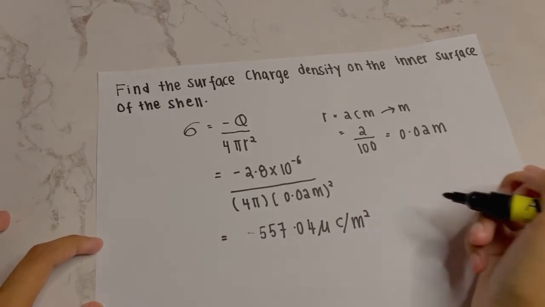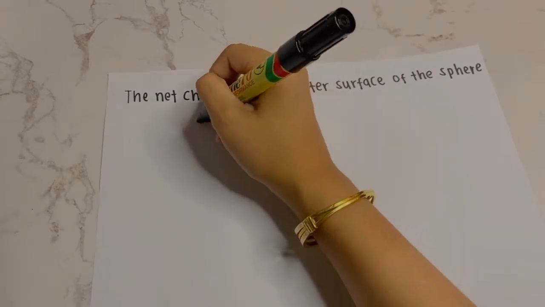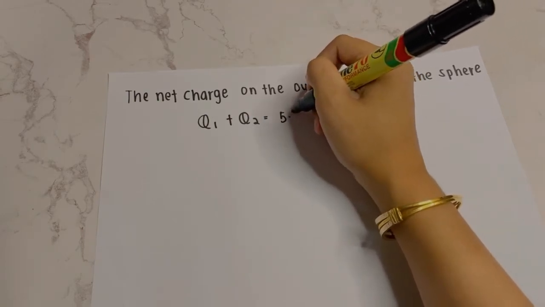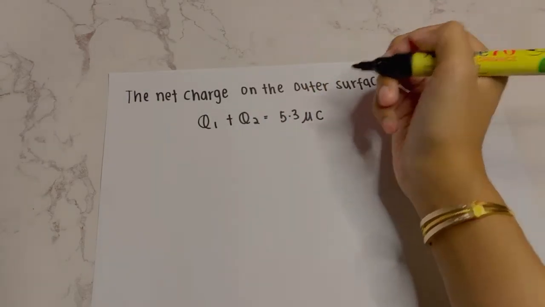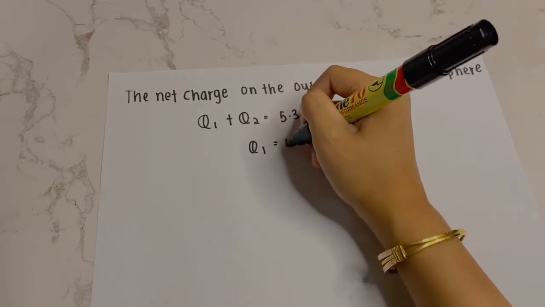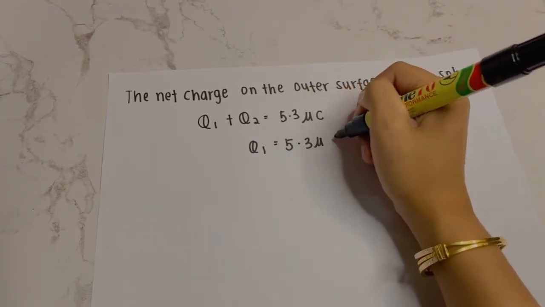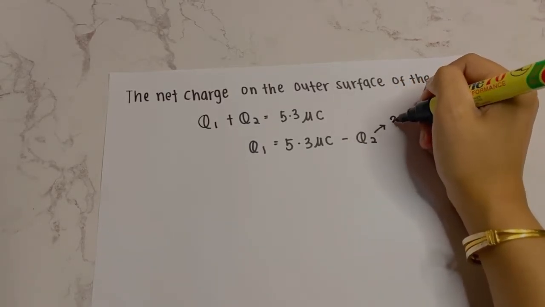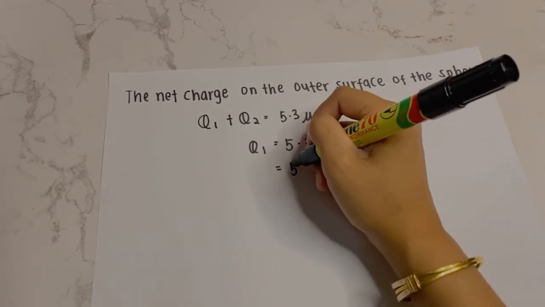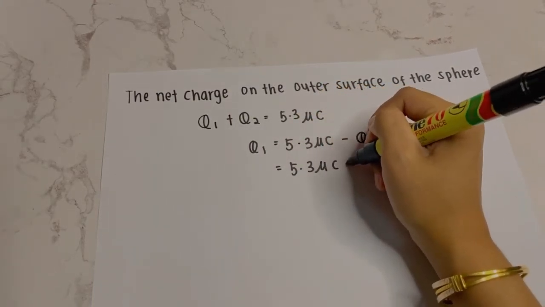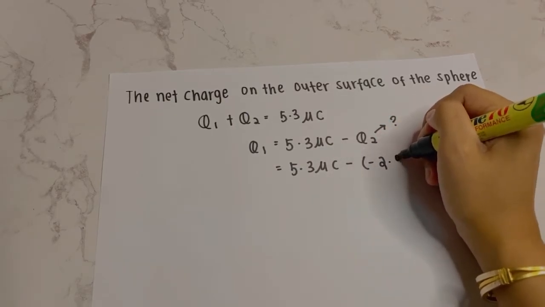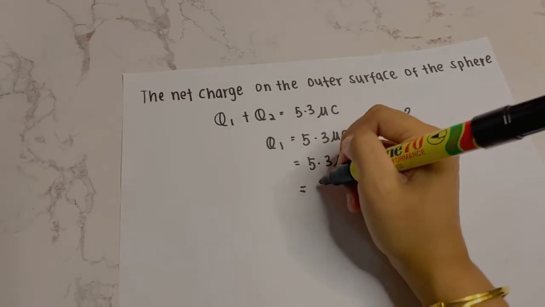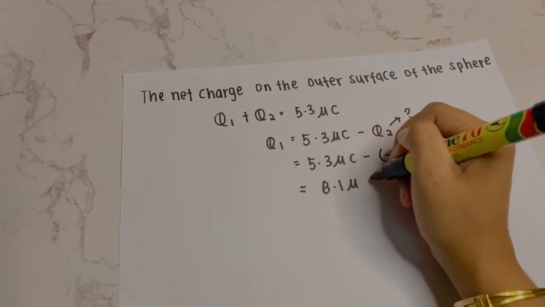Next, we need to find the net charge on the outer surface of the sphere. Q1 plus Q2 equals 5.3 microcoulomb. So Q1 equals 5.3 microcoulomb minus Q2, which is 5.3 microcoulomb minus negative 2.8 microcoulomb. We got the answer, 8.1 microcoulomb.